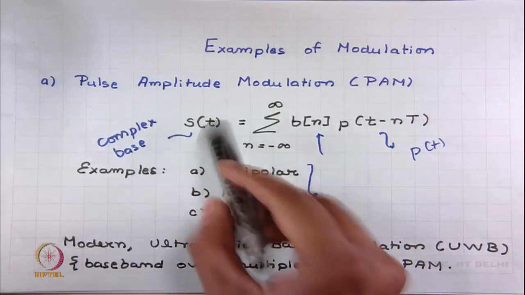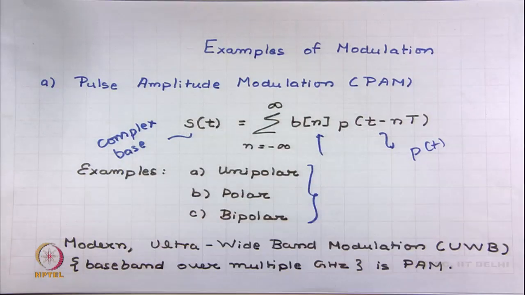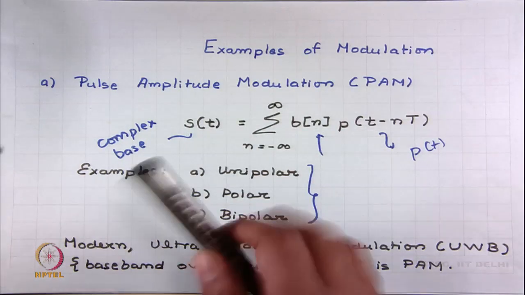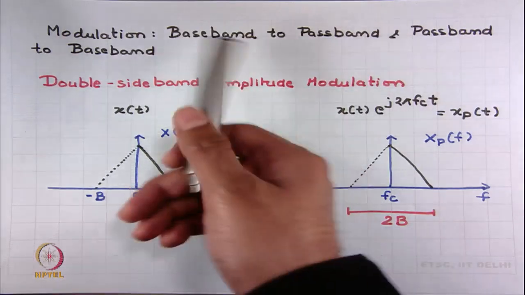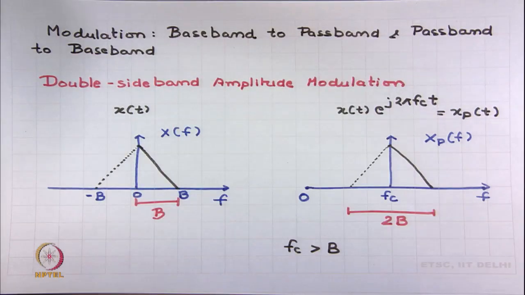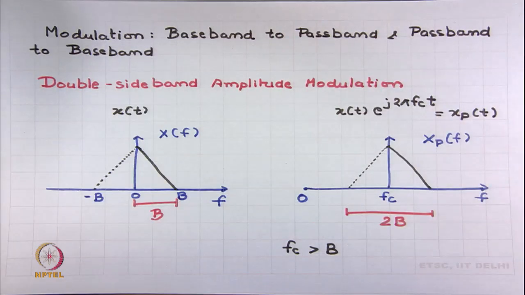Okay. So, PAM is basically baseband. So, s(t) that we have is a complex baseband signal, is it not? Once you restrict Bn to be real, then s(t) becomes a real baseband signal, but it is a baseband signal. And what we want to do is go from baseband to passband, and of course, at the demodulator you want to come from passband to baseband.